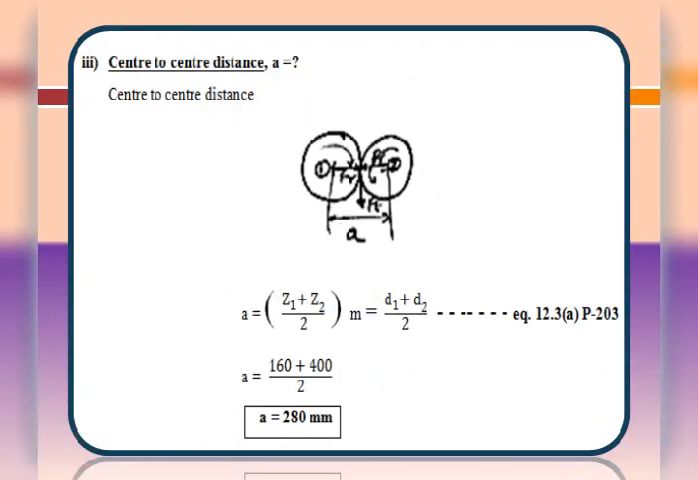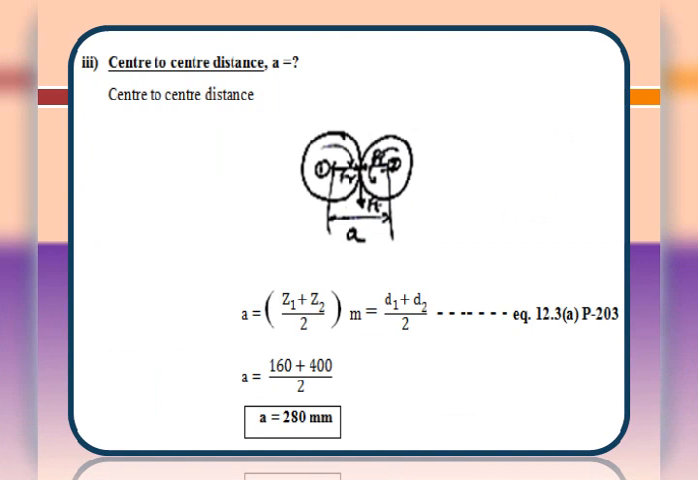The next unknown will be center to center distance, that is denoted by A, that is equal to question mark. By referring to this particular figure, what I have drawn here is for pinion and gear. So radius of the pinion plus radius of the gear is equal to center to center distance A, or diameter of the pinion plus diameter of the gear divided by 2.